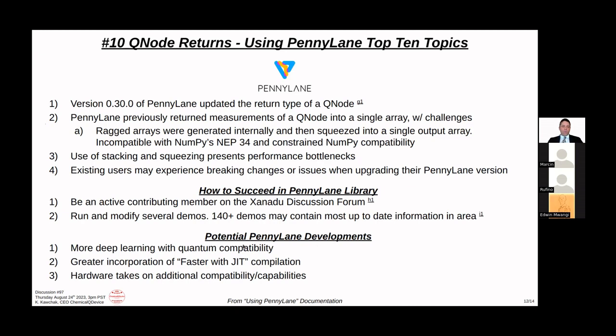Now, what I see in the future is basically more deep learning with quantum compatibility. And this is by watching YouTube videos, and they'll go on and say, this is our strategy, is take an existing deep learning model and just port it with quantum. And then the JIT, just-in-time compilation, seems like something that makes sense. So it's compiling at the same time, with quantum and classical. And then hardware, it'll take on additional compatibility and capabilities. The question is just how much.